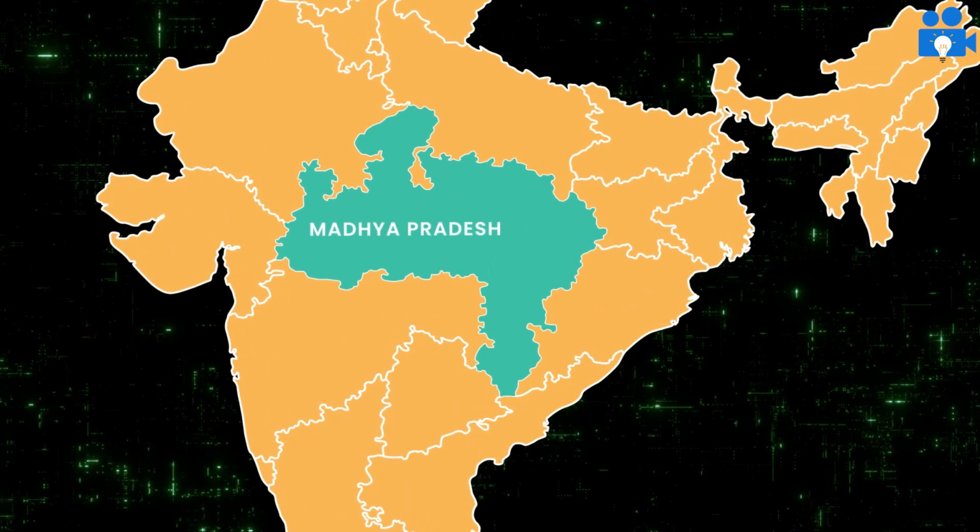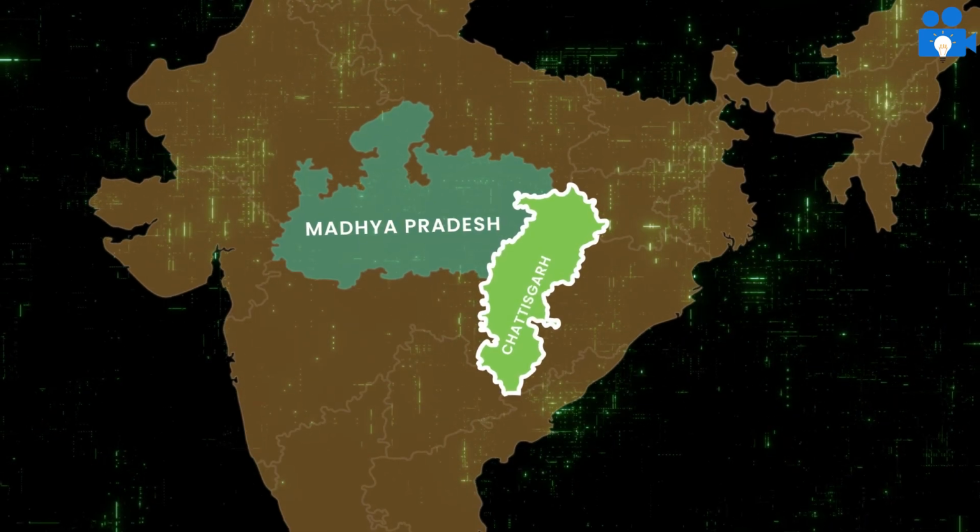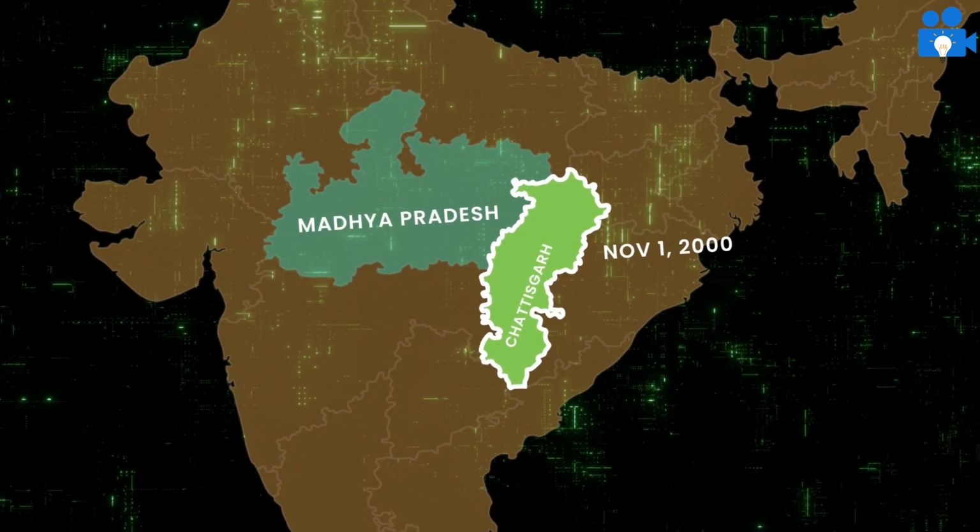Lastly, let's look at Chhattisgarh, another state that got separated on November 1st, 2000 from Madhya Pradesh. Geographically, this entire region is covered with forests. Even after getting separated from Madhya Pradesh, Chhattisgarh is in the list of largest forest cover. Chhattisgarh is also called the rice bowl of India. This state is rich in natural resources, especially coal mining.